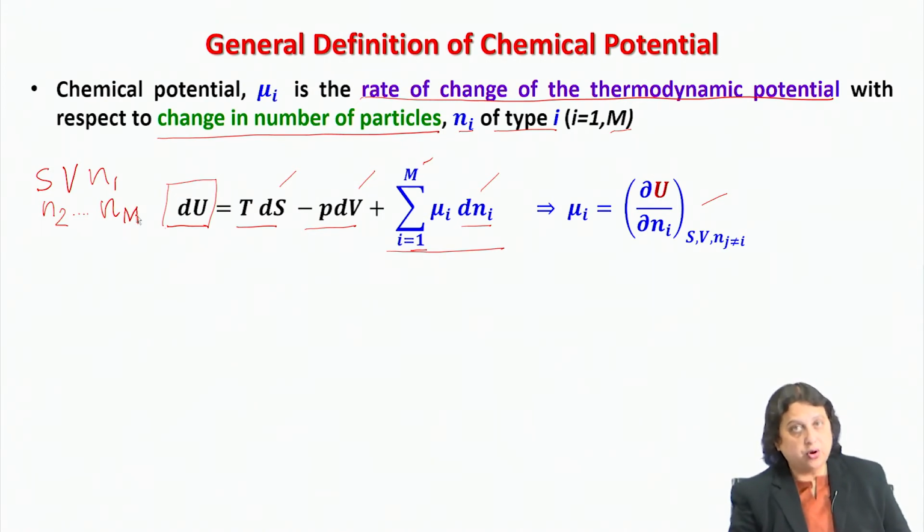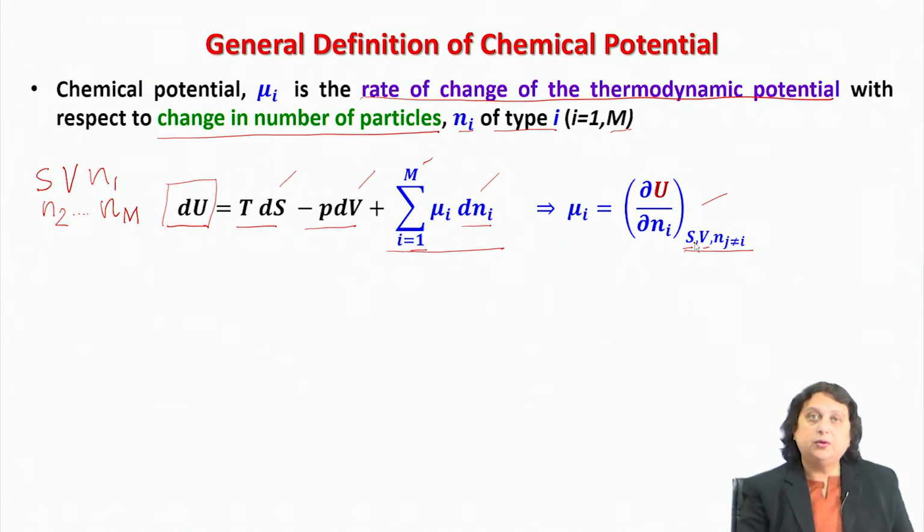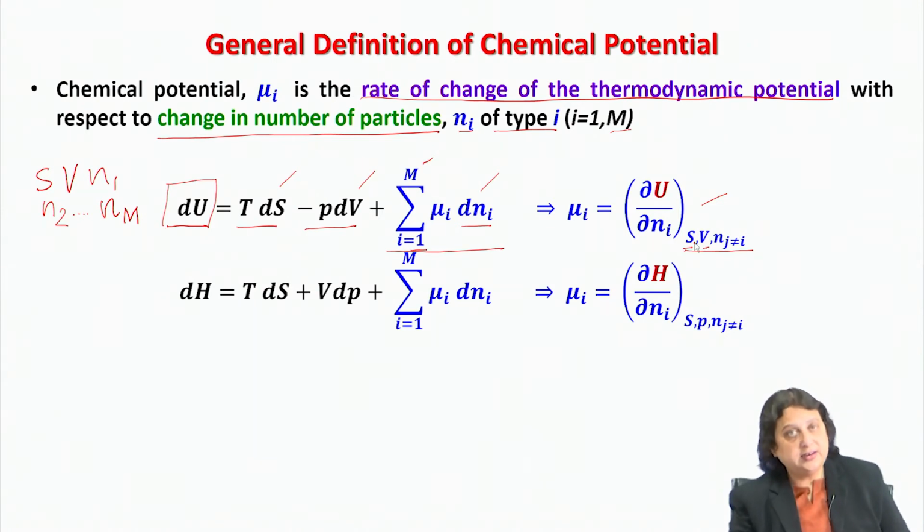So when I am talking about mu i, then I have to keep all j's not equal to i constant when I define mu i. So that is exactly what I have written here. I'm keeping S constant, I'm keeping V constant, and then I'm keeping all values Nj, where j is not equal to i, constant. Now, think about the situation where I can define chemical potential with respect to the enthalpy.